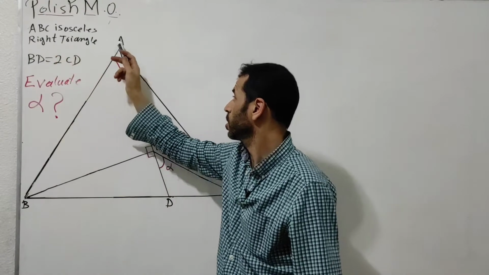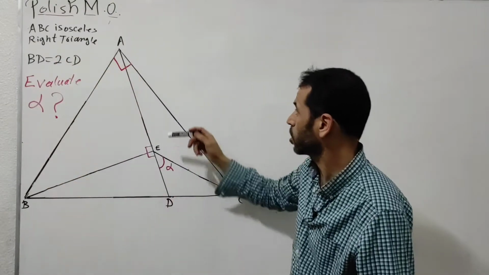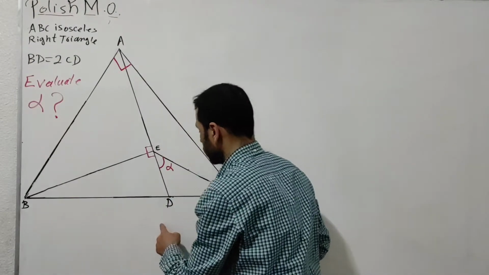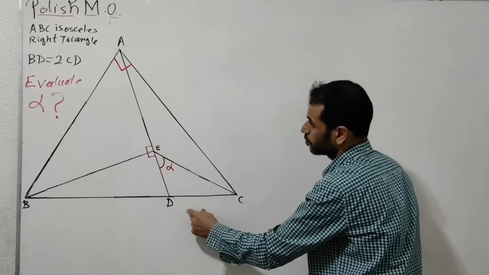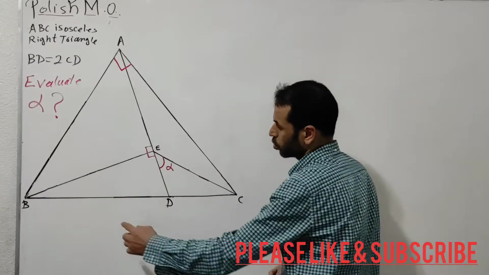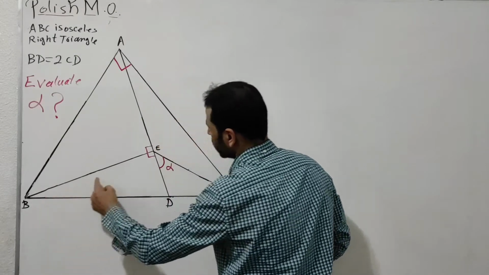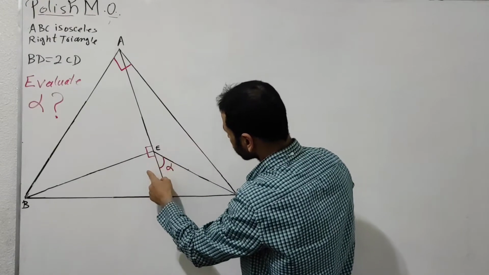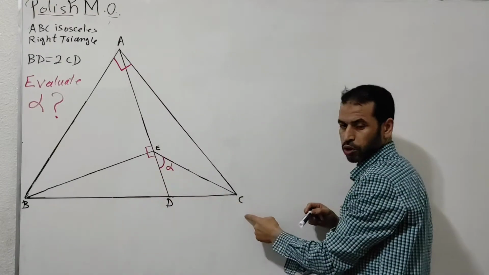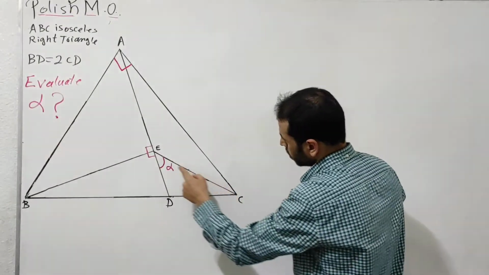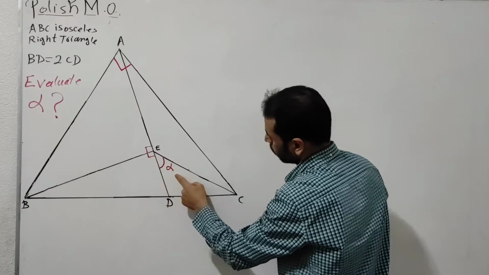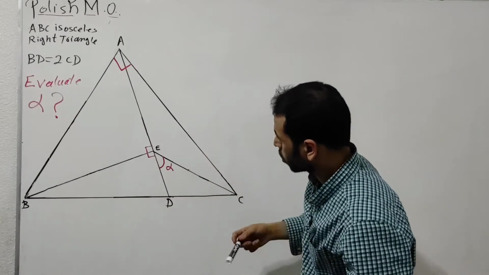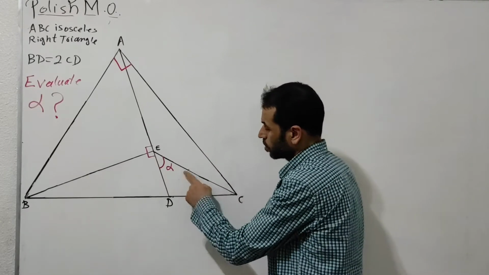We have ABC as isosceles and right triangle at the point A. We have also the distance BD equal 2 times CD. And also we are going to draw this line from point B to make a right triangle at the point A. And also we are going to draw another line from point C making the angle alpha. So our goal, we are going to calculate this angle alpha.